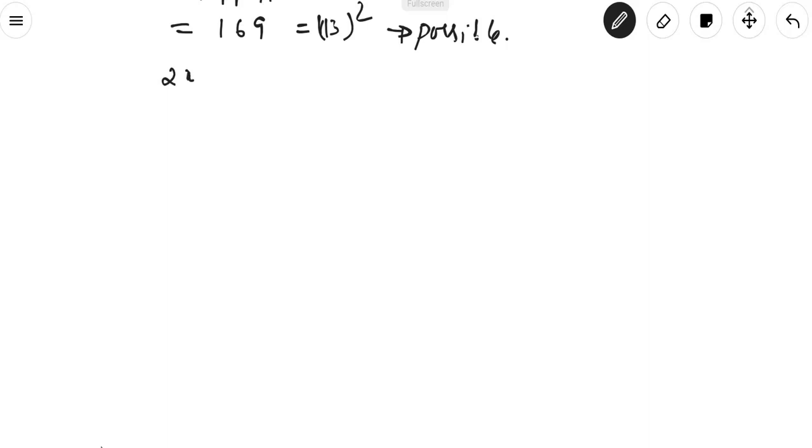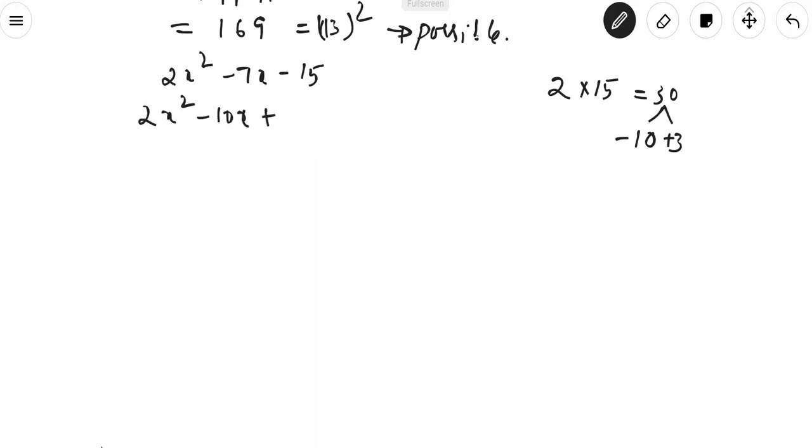So we write the equation that is given: 2x square minus 7x minus 15. You have to multiply 2 into 15. 2 into 15 means how much? 30. So for 30, you have to subtract, or if you add, you have to get 7. So what will I take? I will take 10 into 3. So this one is minus and this is plus. So this is 2x square minus 10x plus 3x minus 15.